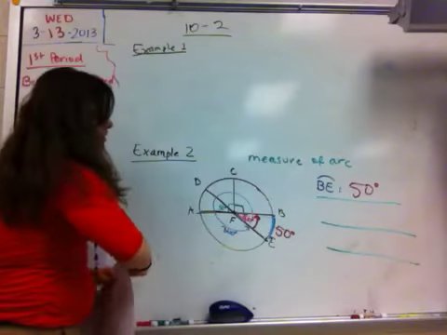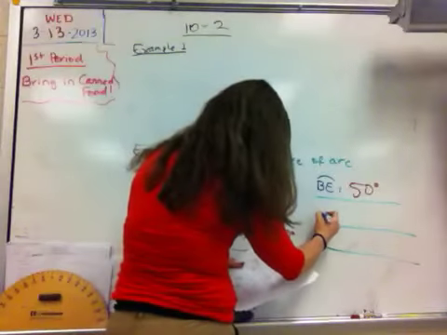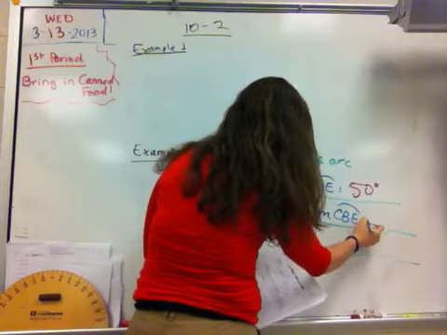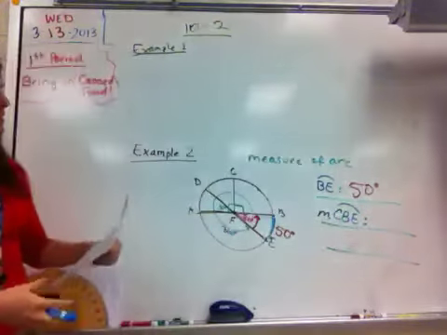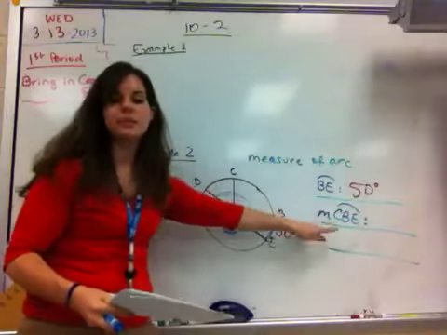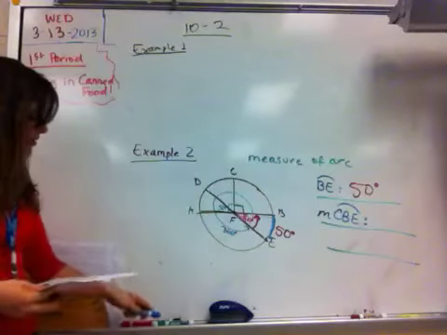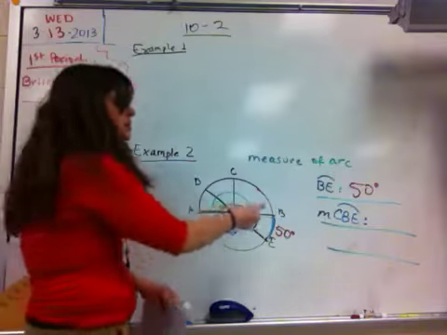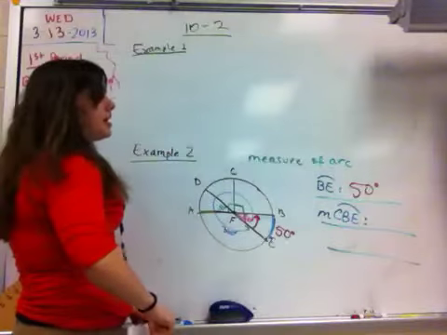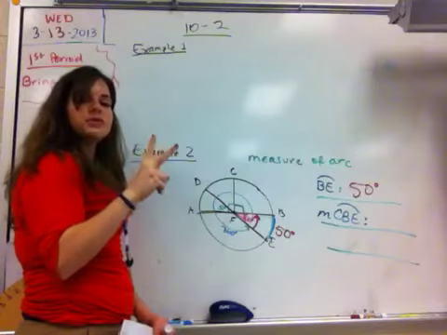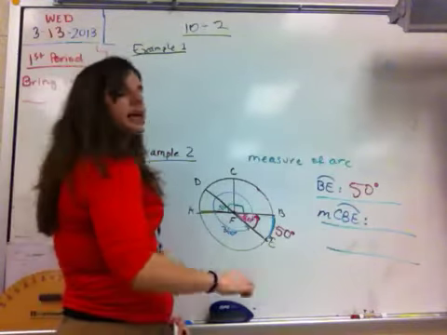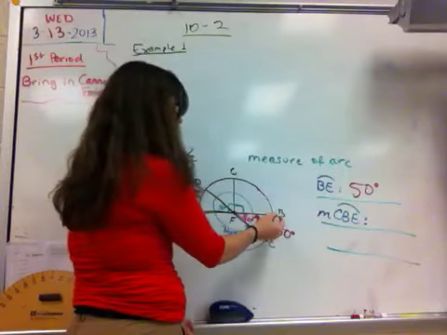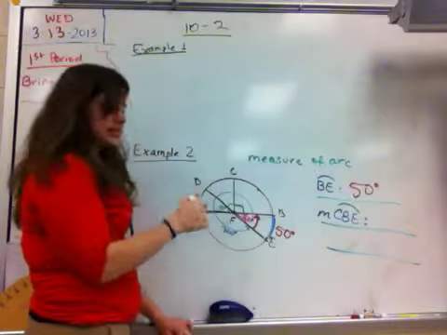Okay. Your next measure that we want to find is the measure of arc CBE. Please write this as the first thing in that second blank. This is your notation. Now, sometimes they will choose to use 3 letters. If they only use 2 letters, you are going to go the shortest distance between those 2 letters. So B to E, really short distance right there.